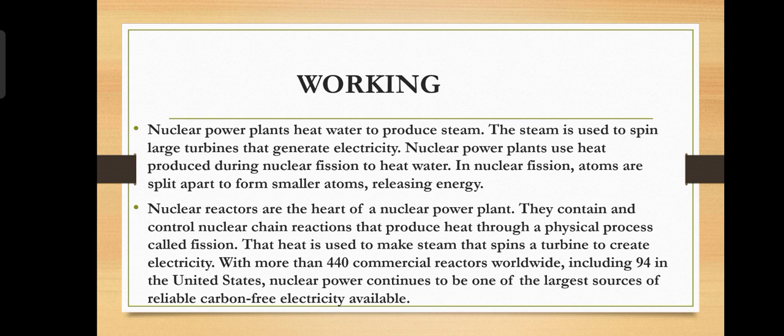Nuclear reactors are the heart of nuclear power plants. They contain and control nuclear chain reactions that produce heat through a physical process called fission. That heat is used to make steam that spins a turbine to create electricity. With more than 440 commercial reactors worldwide, including 94 in the United States, nuclear power continues to be one of the largest sources of reliable and carbon-free electricity available. So, basically, this is the working of nuclear power plants.